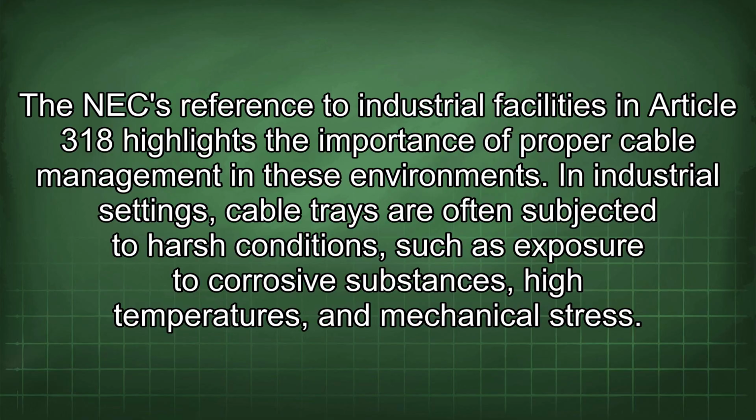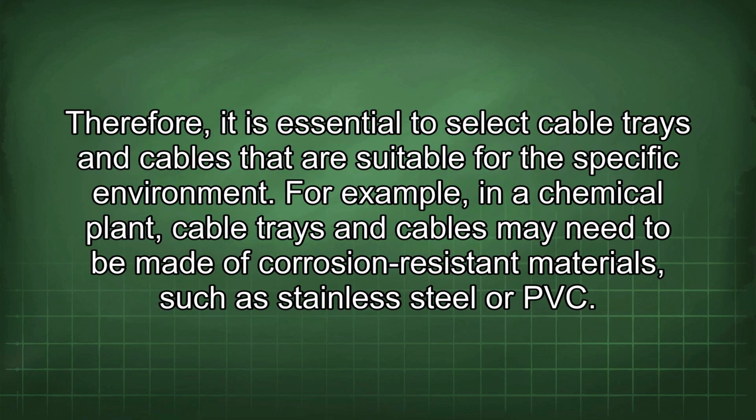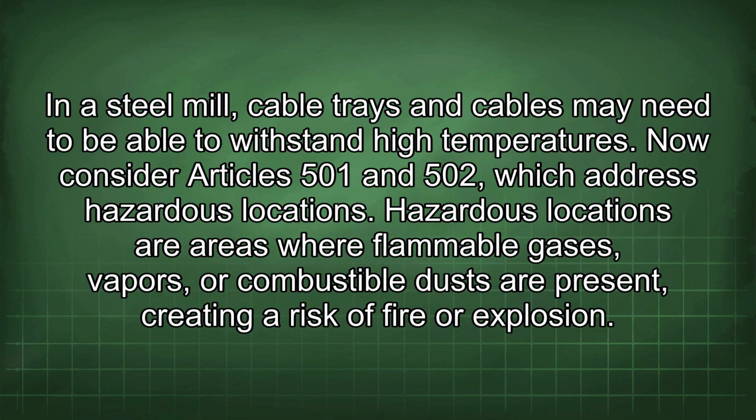In industrial settings, cable trays are often subjected to harsh conditions such as exposure to corrosive substances, high temperatures, and mechanical stress. Therefore, it is essential to select cable trays and cables that are suitable for the specific environment. For example, in a chemical plant, cable trays and cables may need to be made of corrosion-resistant materials such as stainless steel or PVC. In a steel mill, cable trays and cables may need to be able to withstand high temperatures.